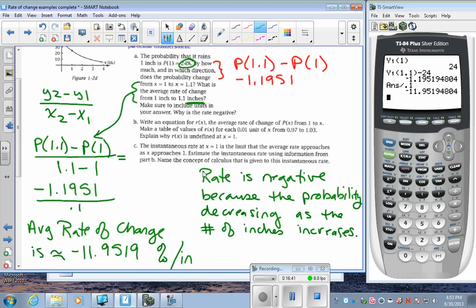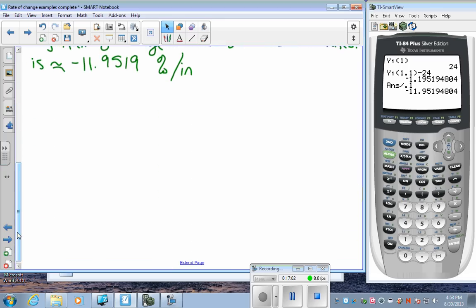Okay, so that was all part A. We're going to move on to part B, which says now let's write an equation for R of x, the average rate of change of P of x from 1 to x. Okay, so the average rate of change from 1 to x. Those are actually my x values.